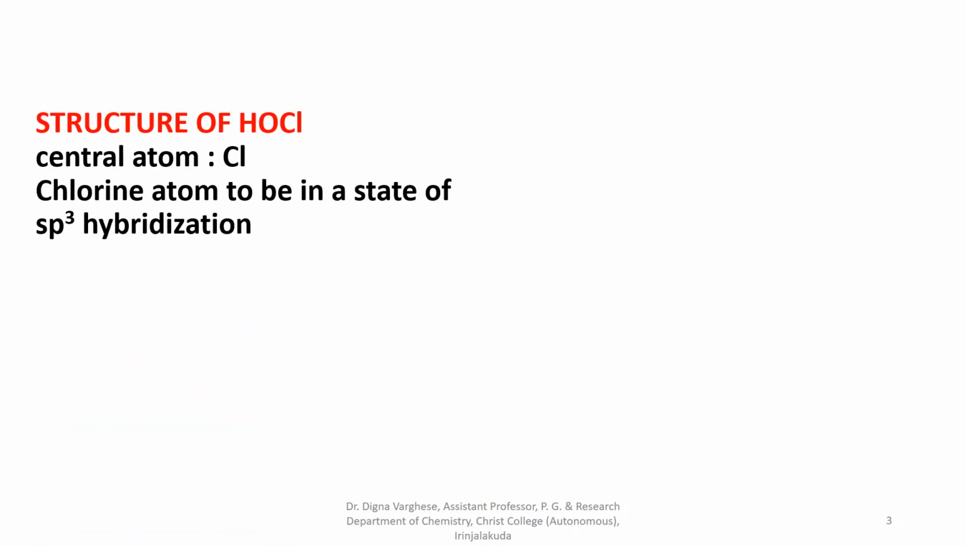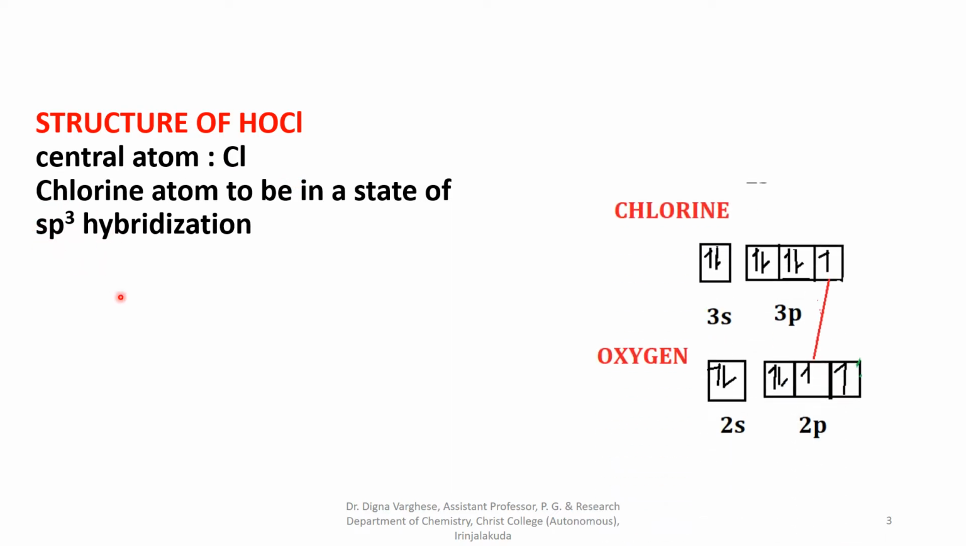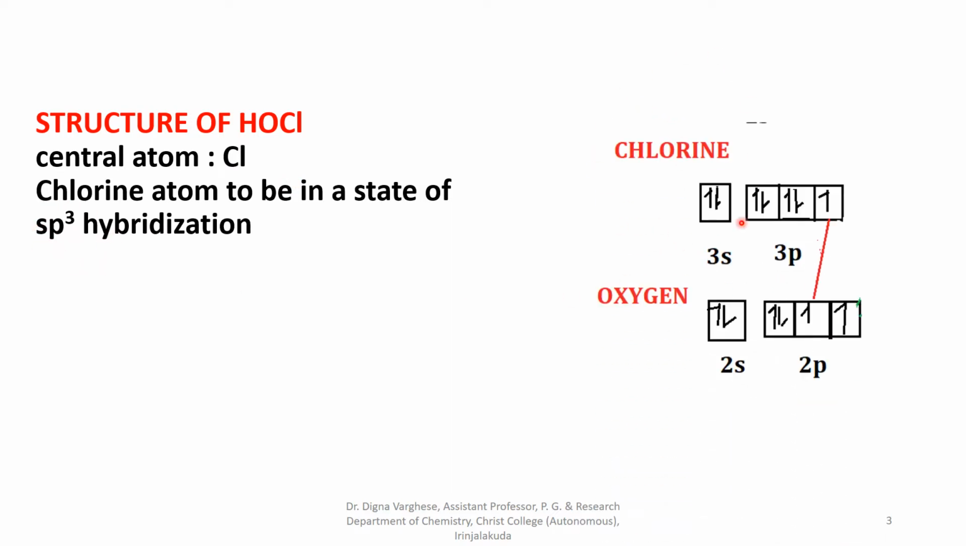Structure of HOCl or hypochlorous acid. Central atom is chlorine and chlorine atom is in a state of sp3 hybridization. The chlorine atom, the ground state having the outer electronic configuration 3s2 3p5, and here the half-filled configuration in the ground state. So it is connected to the oxygen atom and forming a sigma bond.